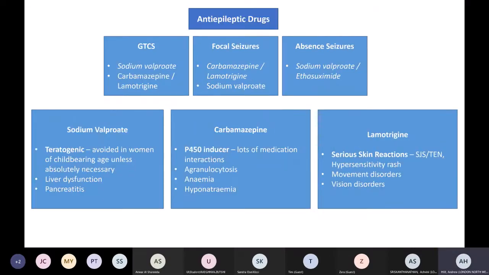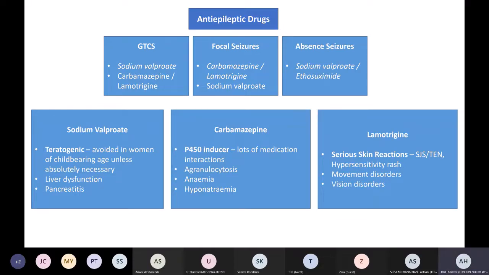And finally here, I've put a very basic slide showing you anti-epileptic drug therapy for the main types of seizures. In general, for generalized seizures, we give sodium valproate first line. And for focal seizures, we tend to give carbamazepine first line or lamotrigine.